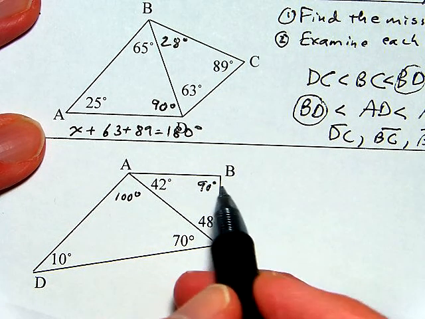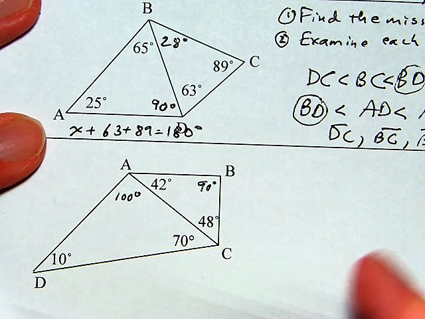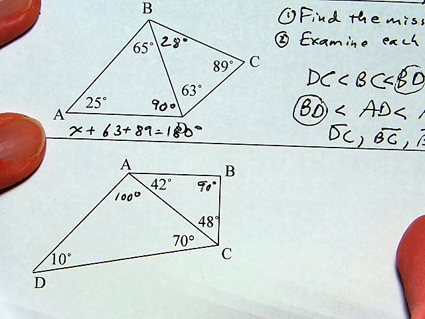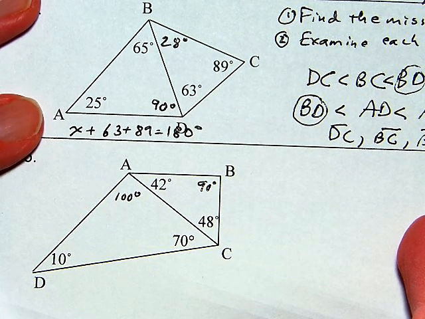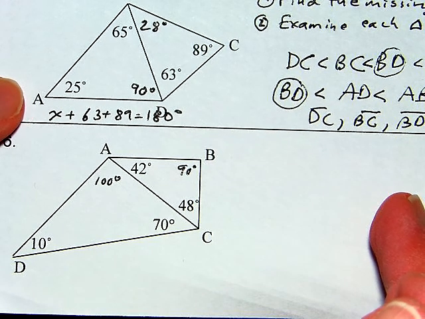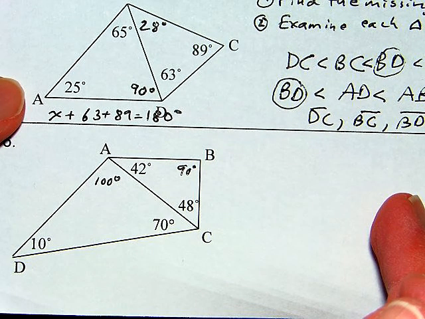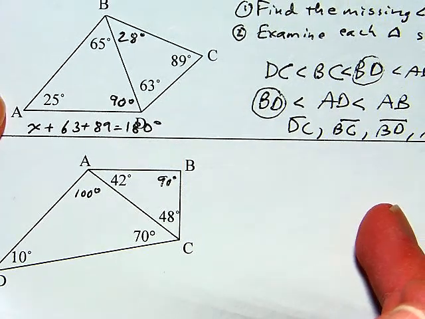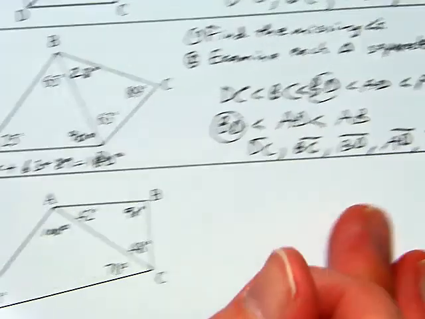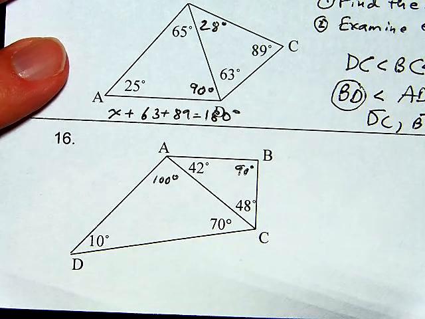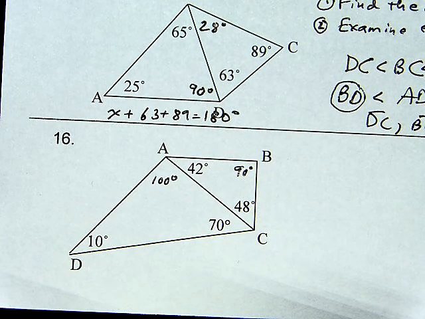In this case, it looks like it's a 90-degree angle, but don't let that get you confused. It does not always look that way. So the next thing is we're supposed to examine each triangle separately. So let's go ahead and cover up the left triangle. Let's look only at the right one.